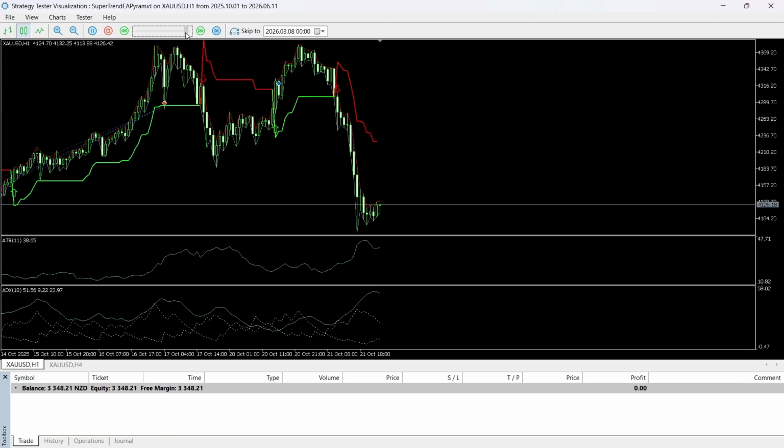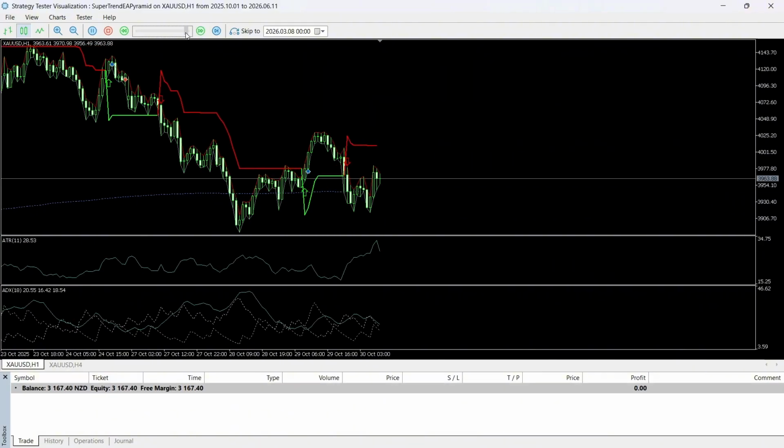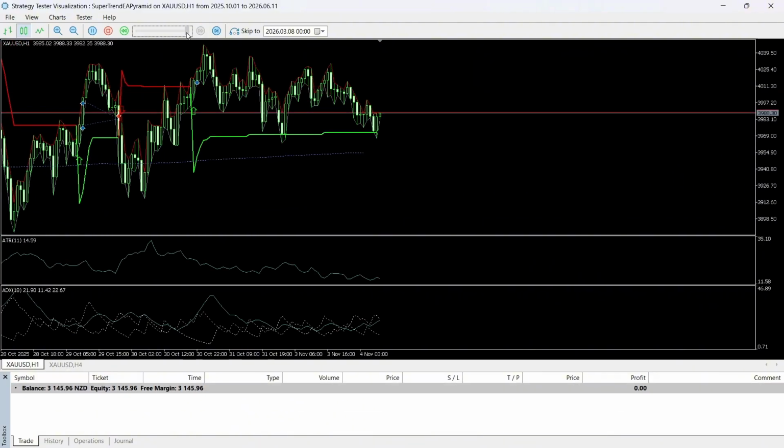So let's just play the EA on a little bit. Price is still above the 200 moving average. Now you can see there, small loss, small win.